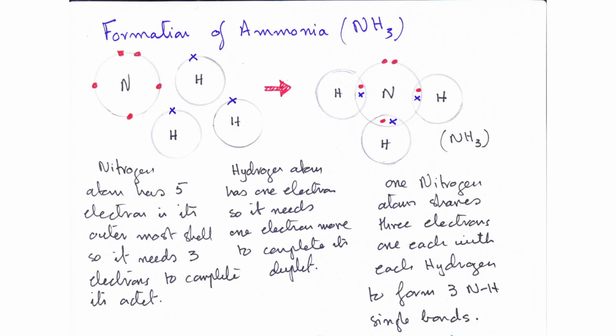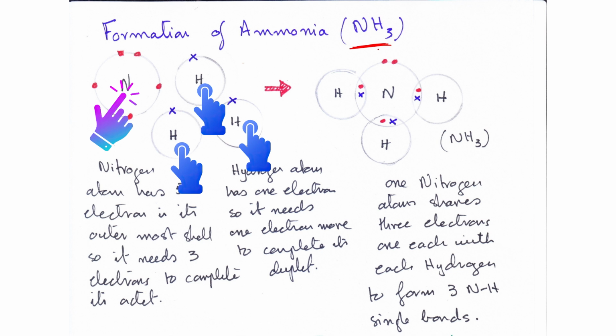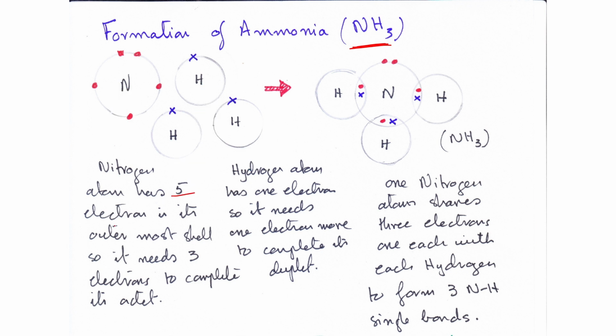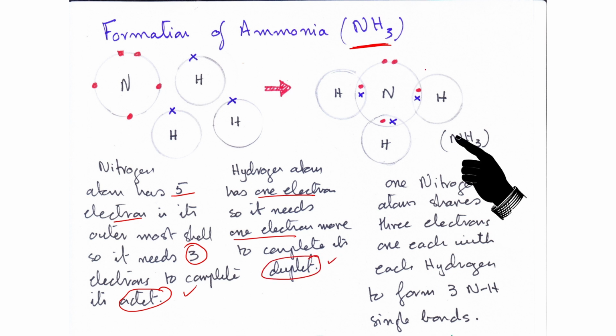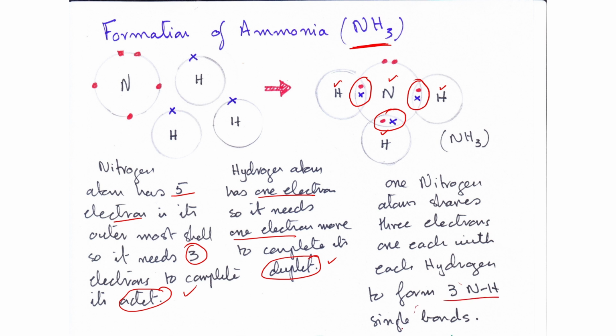Now we come to the formation of the ammonia molecule. Ammonia, nitrogen and 3 hydrogens. Nitrogen has 5 electrons in its outermost shell, so it needs 3 electrons to complete its octet. Hydrogen atom has 1 electron, so it needs 1 electron more to complete its duplet. Now we draw nitrogen in the center, and on the 3 sides we have hydrogens. Nitrogen is sharing 1 electron each with hydrogen, thus completing its octet and forming 3 N-H single bonds.